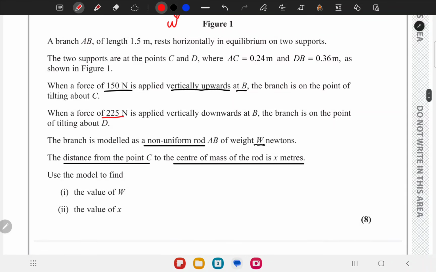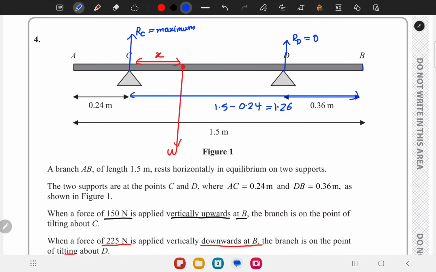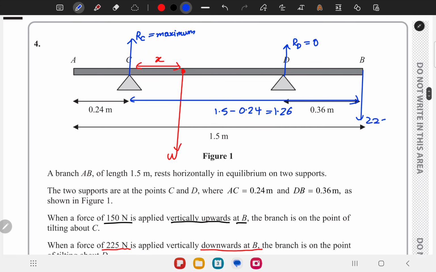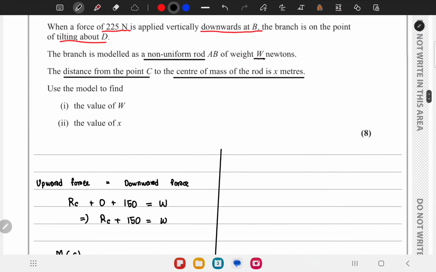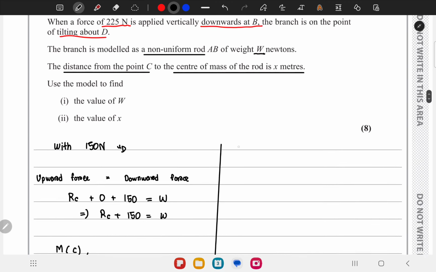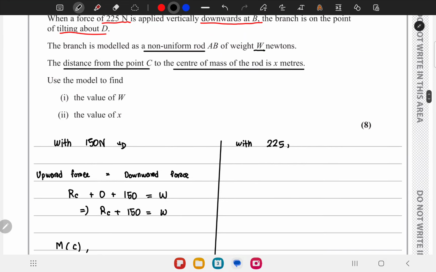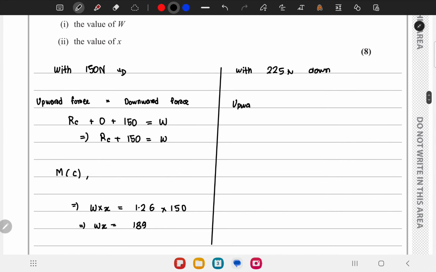Now we are given that when a force of 225 Newton is applied vertically downwards at B, it's on the point of tilting about D. So force of 225 Newton downward at B. At that point, reaction at C is equal to 0 and reaction at D is maximum. So all of the upward force is provided by reaction at D in this case. So this is the case with 150 Newton up, and this is the case with 225 Newton down. We can do upward force equals downward force again.